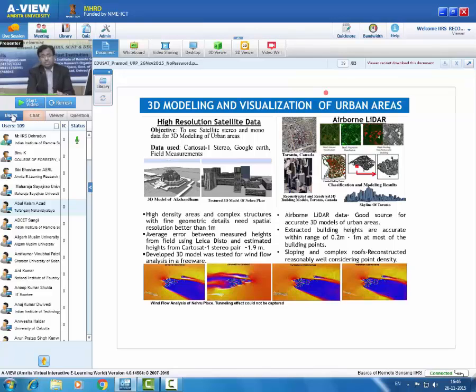Because some limitations are there, we can also use the LiDAR based technique for estimating building heights. There, the accuracy will certainly improve, and we have observed accuracy in the range of 0.2 to 1 meter. But the only point here is that the availability of airborne LiDAR data is scarce.